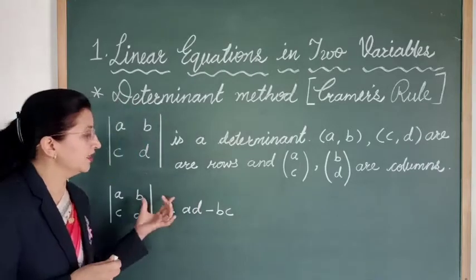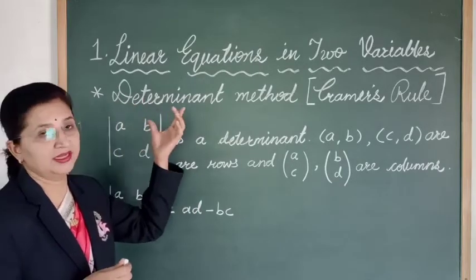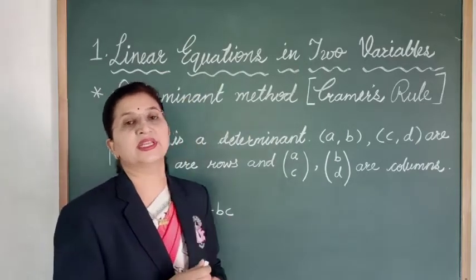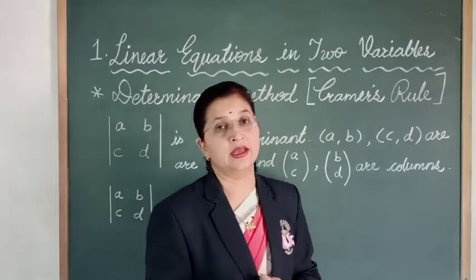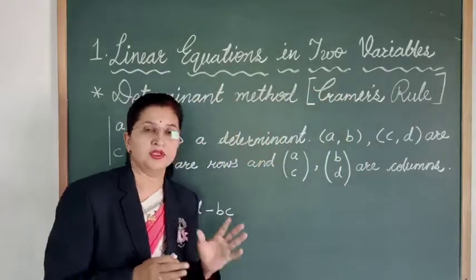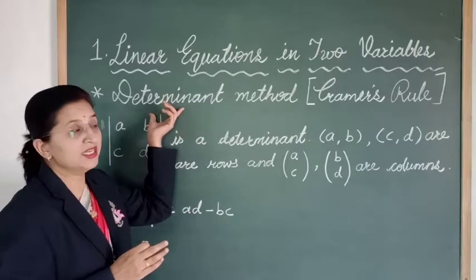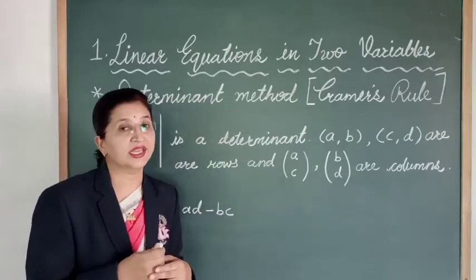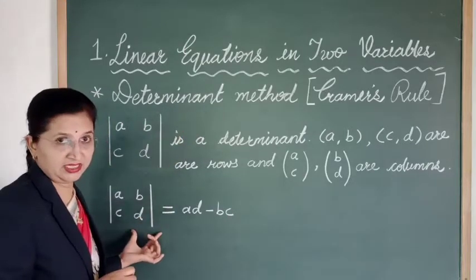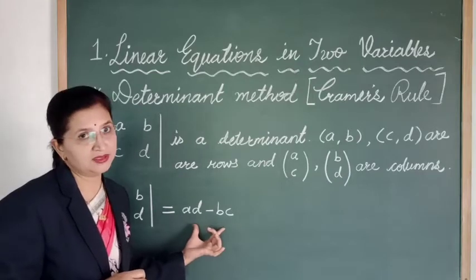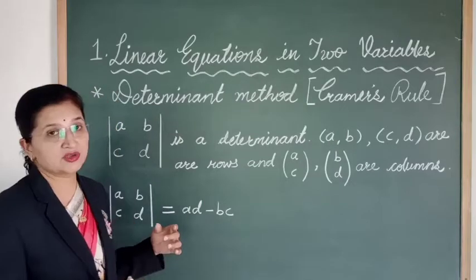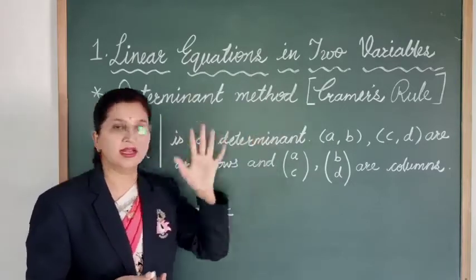This determinant method is also called Cramer's rule, as this method was first given by the Swiss mathematician Gabriel Cramer. So, to use this method to solve simultaneous equations, first of all we should know how to find the value of a determinant, and we can find it by using this formula. Now let's see some examples.